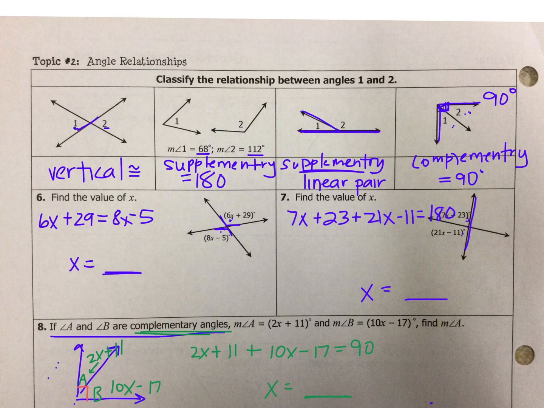Once you get the x, you are going to take your x and plug it back in to get angle A. The measure of angle A is going to equal whatever you get for x plus 11. So you're going to have two answers on this one. You're going to have what your x equals and what the measure of angle A equals. When you're done, turn it in. If you don't have the worksheet, you're welcome to work these out on a piece of paper so you can keep caught up.